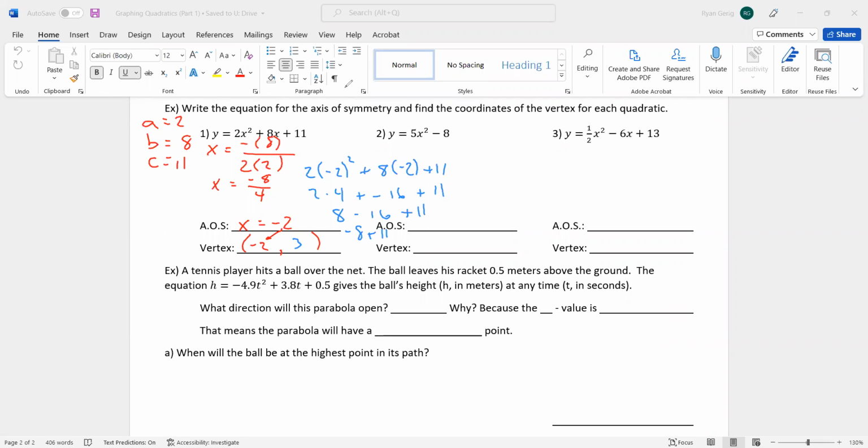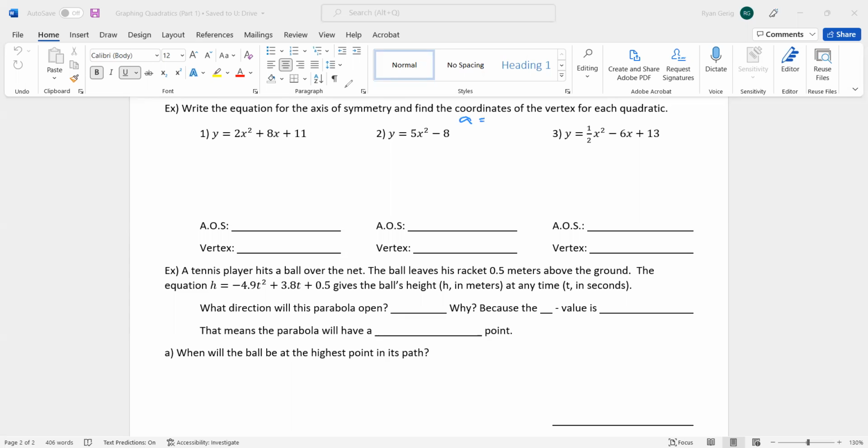Okay. We're going to clear that out of the way. Number 2, a, b, and c. And this is why I do this. A lot of people are going to say a is 5 and b is negative 8. It's not. Okay.